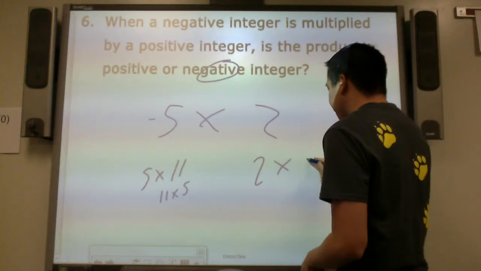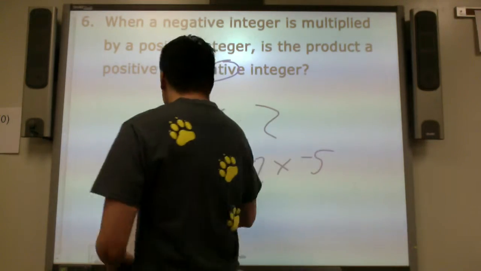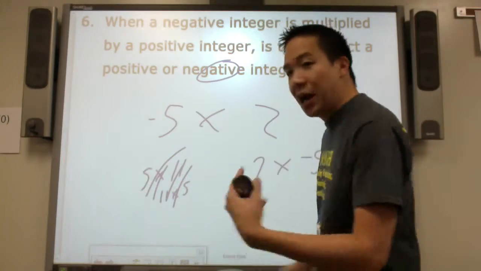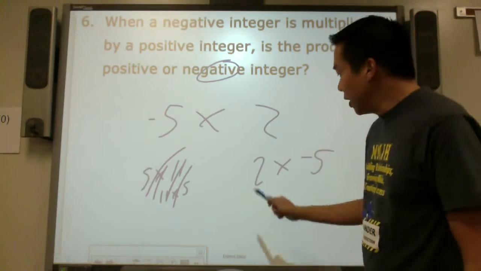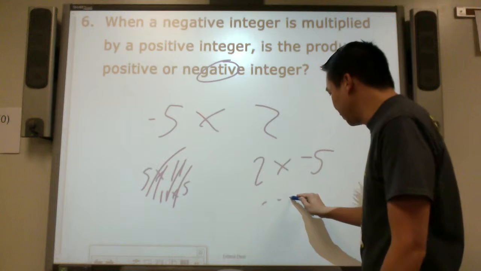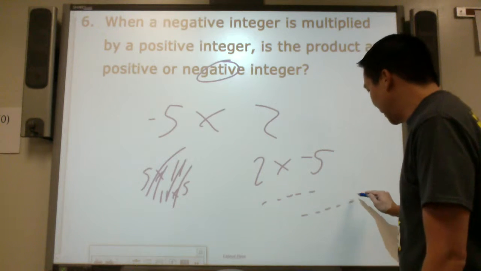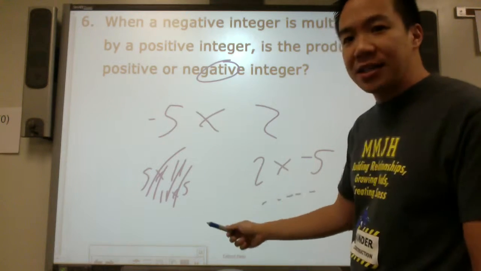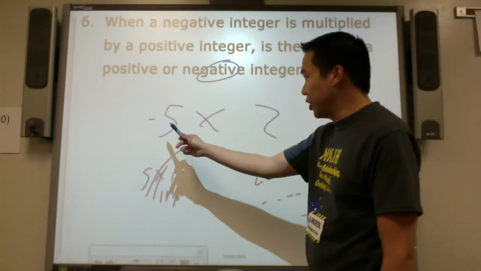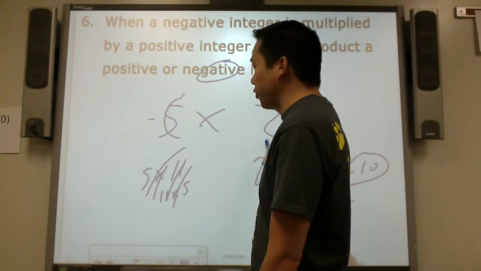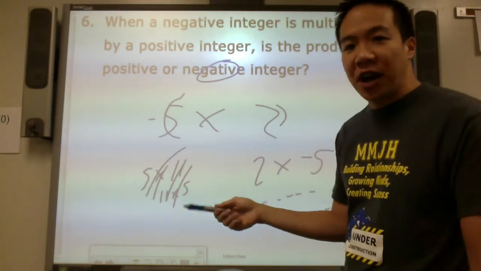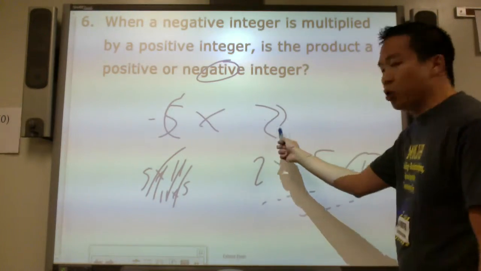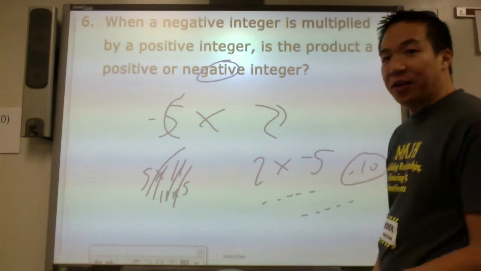So negative 5 times 2 is the same as saying 2 times negative 5. Didn't we just work on this? Two groups of negative 5 is negative 10. So when you work with a negative and a positive, the answer will be negative. You just say, this is the opposite of 5 groups of 2. So it's 10, opposite of negative. Or you could use the commutative property and do two groups of negative 5.